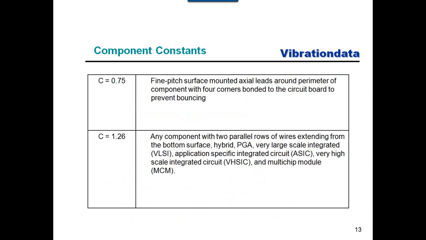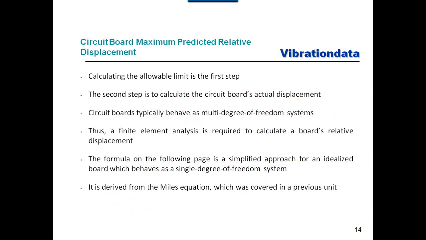Okay, let's see what else we have here. So we actually are going to have a two-step process here. The first step is to calculate the allowable limit for the piece part in question. That's from the Steinberg formula, the not to exceed limit. Then the second step is to calculate the circuit board's actual relative displacement.